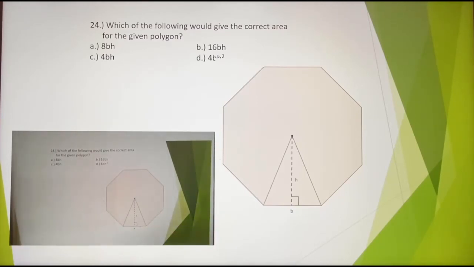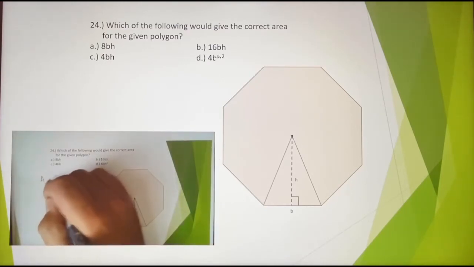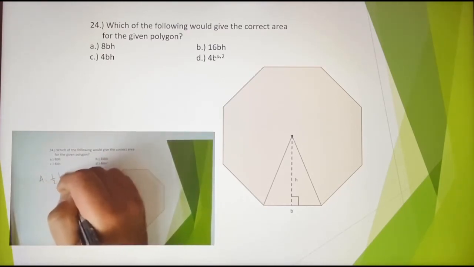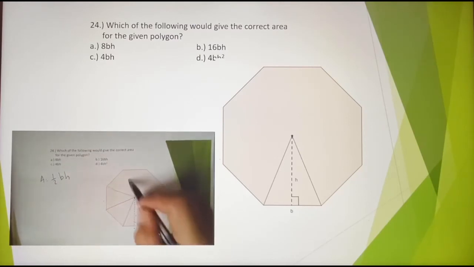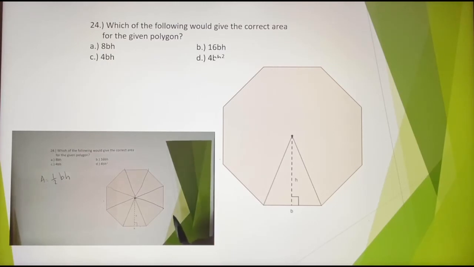So we are not given an actual formula for the area of an octagon. What you are, however, given is the formula for the area of a triangle. And the area of a triangle is equal to 1/2 base times height. So we're going to work with that because what do we see? There's really 8 triangles here. There's really 8 of them. So we're going to take that and figure it out that way.